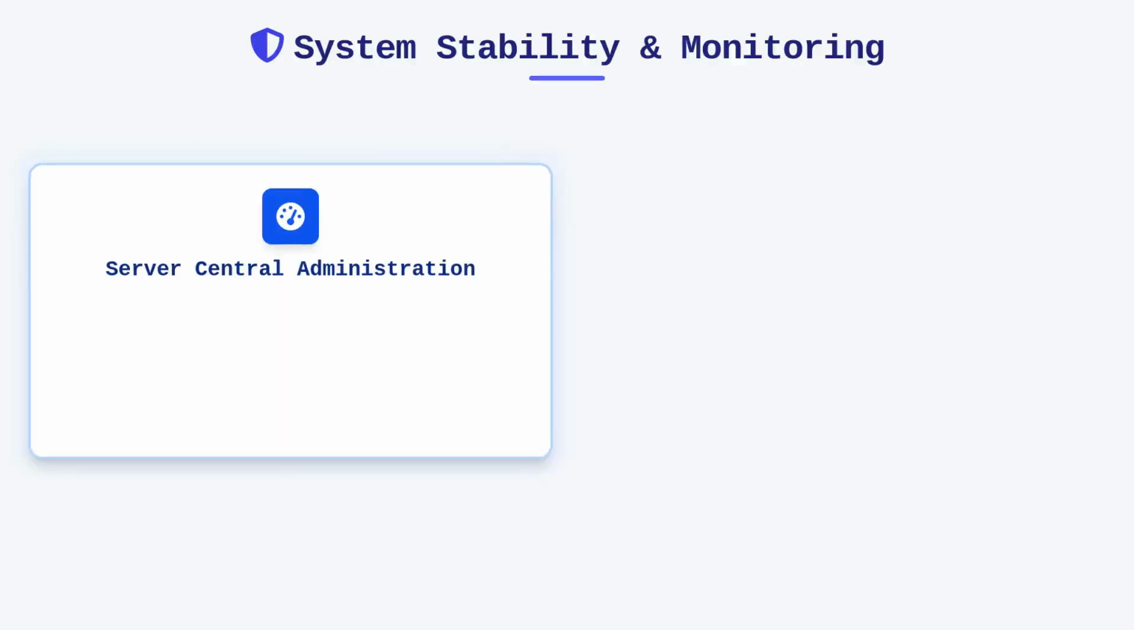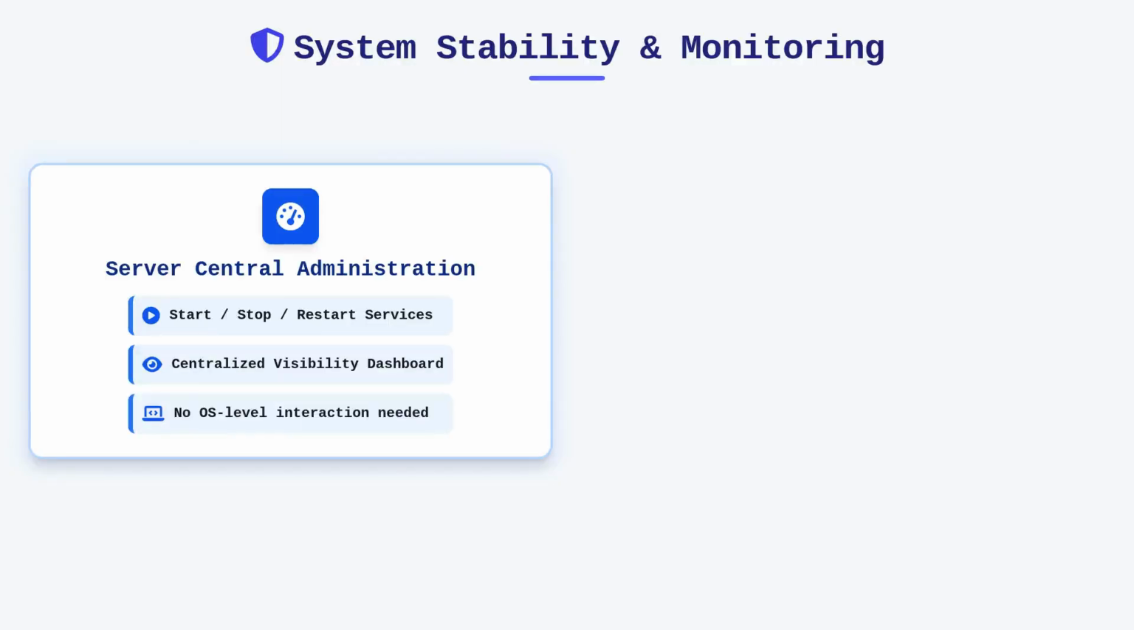System stability relies heavily on your ability to control server services and monitor transactional data through standard administrative consoles. The Server Central Administration Console functions as the central dashboard for managing Vault services, providing the visibility needed to stop, start, or restart specific components without needing to interact with the underlying operating system directly.